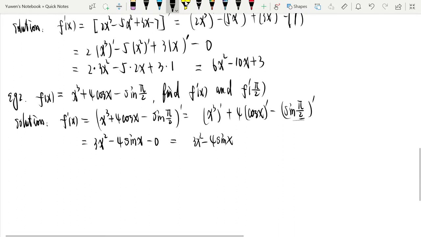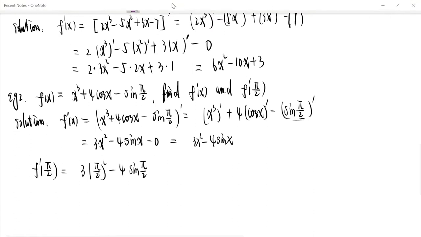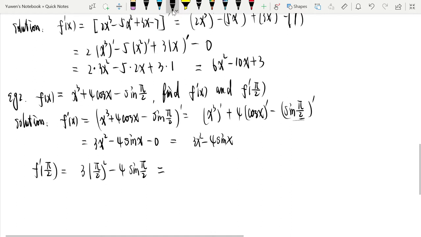After we find the derivative of f, we only need to insert the value of pi over 2 into the derivative. That is 3 times pi over 2 squared minus 4 sine pi over 2. So here is pi squared, 3 pi squared over 4 minus 4. Sine pi over 2 is actually 1.